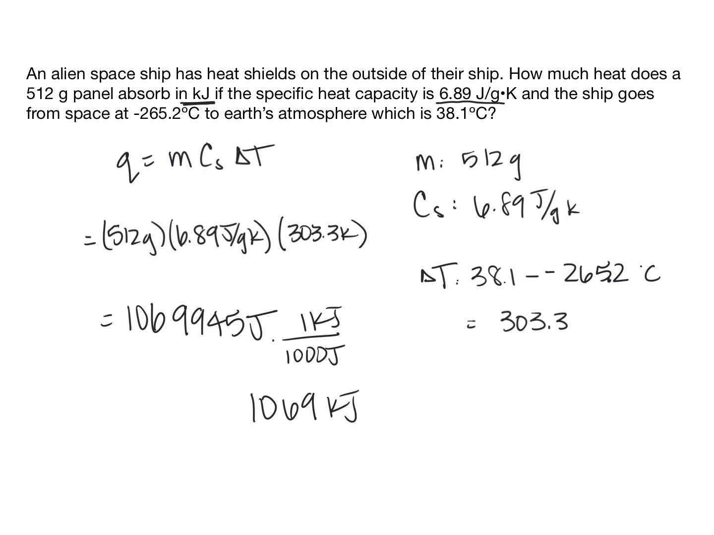1069 kilojoules. And we should check our sig figs. So our temperature can have 1 after the decimal, so that's 4. The specific heat and the mass only have 3, therefore it would be 1070 kilojoules. You could have also put this into scientific notation if you wanted.